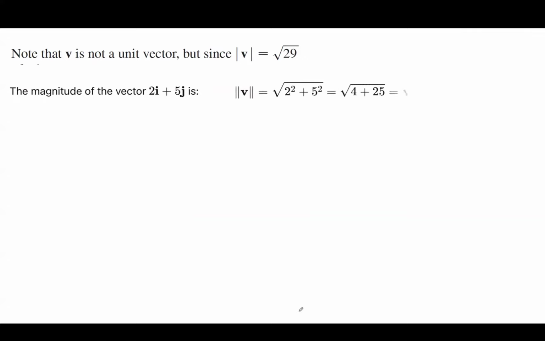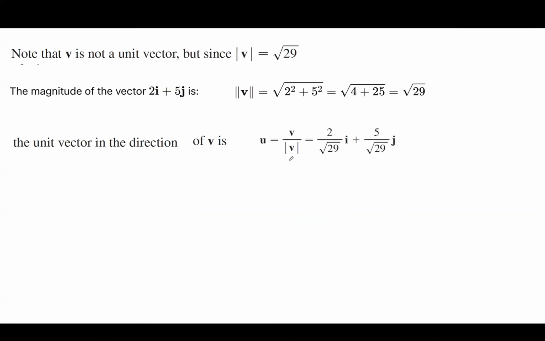Note that vector v is not a unit vector, but we can calculate the magnitude of this vector. The vector 2 and 5 has magnitude square root of 2 squared plus 5 squared, which is 4 plus 25, or square root of 29. Now, if you divide each component of the vector by the magnitude square root of 29, you basically create a unit vector. The unit vector, denoted by u, is the vector itself divided by its magnitude, or 2 divided by square root of 29 in the direction of the x-axis, plus 5 divided by square root of 29 in the direction of the y-axis.